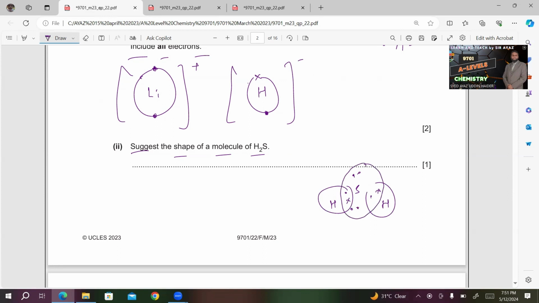So there will be more repulsion between lone pair and bond pair electrons as compared to bond pair and bond pair. These are the lone pairs. These two are lone pairs. These are the bonding pairs of electrons. So definitely it will have a bent shape, bent or non-linear, due to this.